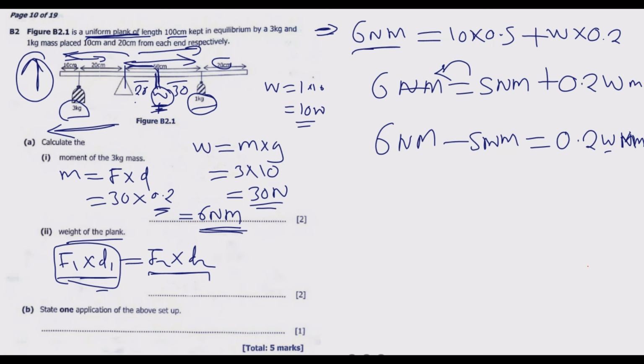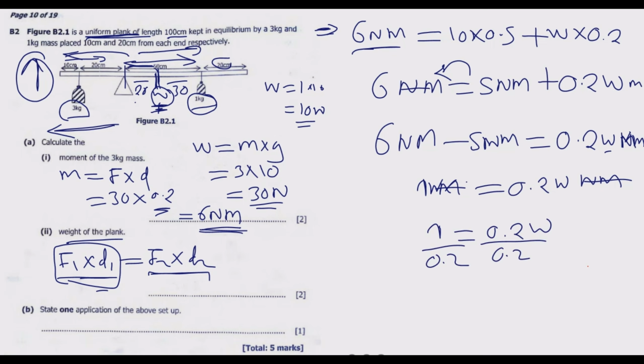So what this tells us, we have 1 Newton meter is equal to 0.2 W Newton meter. The Newton meters cancel, so it's the same as 1 is equal to 0.2 W. Then we divide by 0.2 to find W, which is weight. Then you're going to have 5 Newton, because weight is Newton, is equal to W. So the weight of the plank is equal to 5 Newton. So this is how you answer this question.